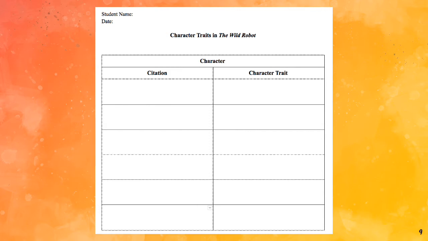Then the students will complete the task of identifying character traits of one character from The Wild Robot. Each student can choose the character they want to define. They will define at least 5 traits of that character and provide evidence from the text to support their answers. The organizer I created will guide students in this task.